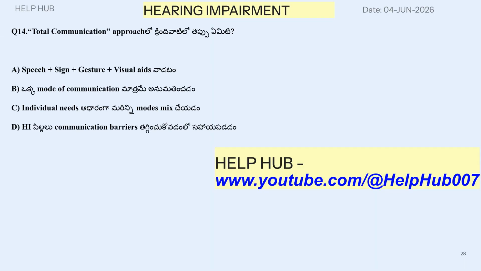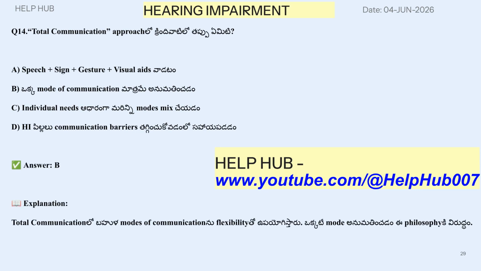Question 14. Which statement is incorrect regarding the total communication approach? The incorrect statement is B, allowing only one mode of communication. Total communication emphasizes flexible use of multiple modes, including speech, sign, gesture, and visual aids, based on individual needs.